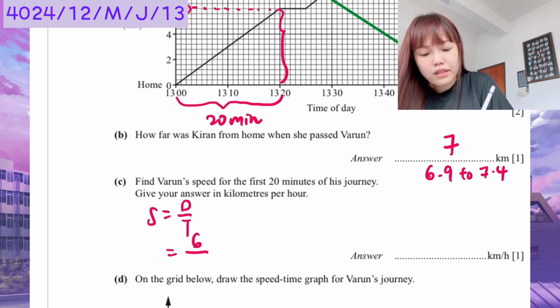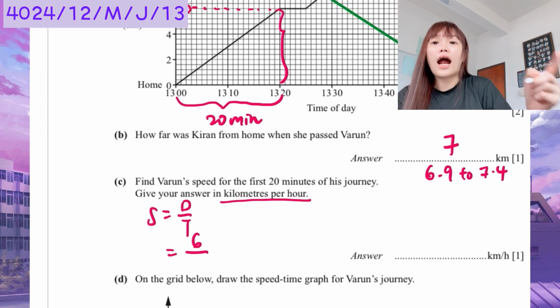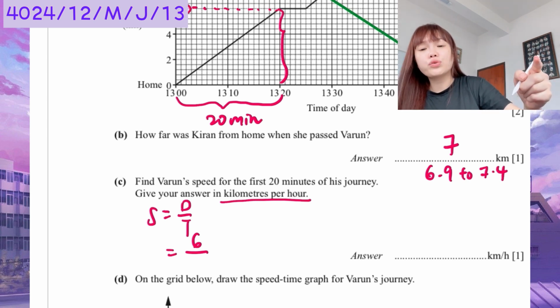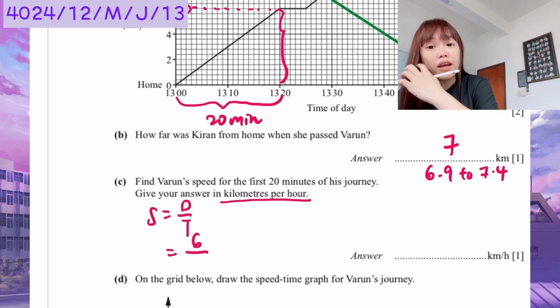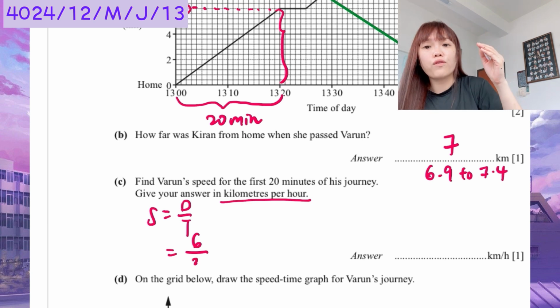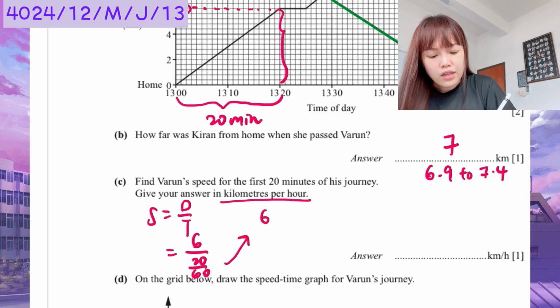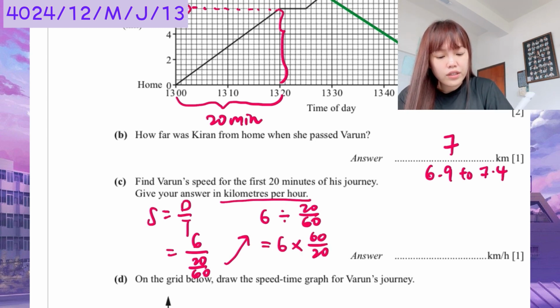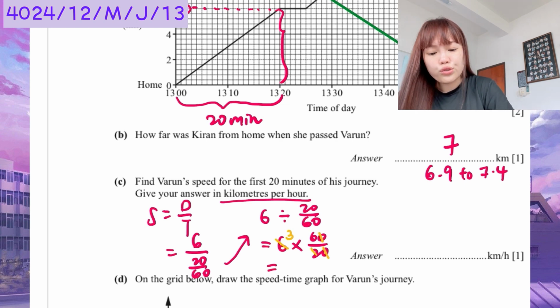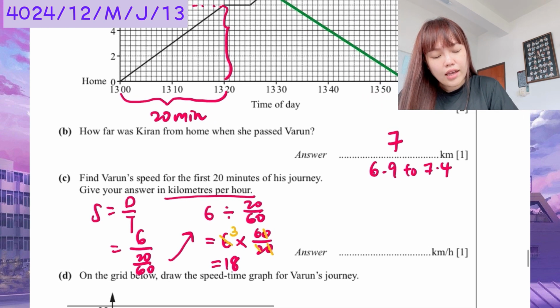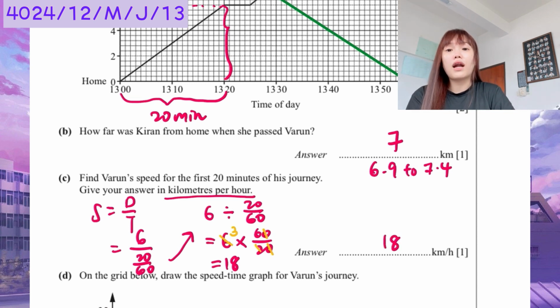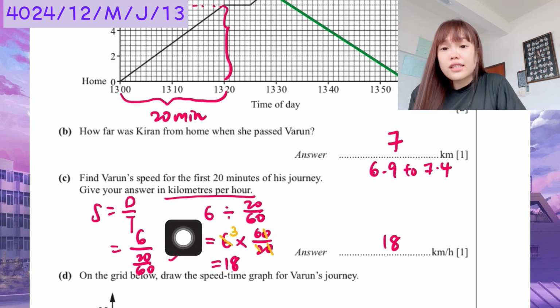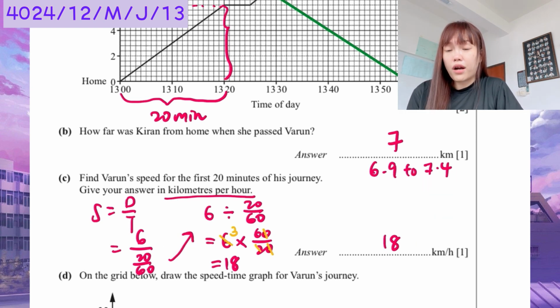This is 20 minutes. But they want your answer in kilometer per hour. Means your minute needs to change to hour. To change to hour, 20 over 60. Because 20 you cannot divide by 60, you will get fraction. So you just put 20 over 60. I arrange this by writing down like this: 6 divided by 20 over 60, which is 6 times, you flip, 60 over 20. Simplify, 20 and 60 here, you can simplify, become 3. So 3 times 6 is 18. So the speed is 18 kilometer per hour. You cannot use 6 divided by 20 because it's in minute. You won't get the answer in kilometer per hour.